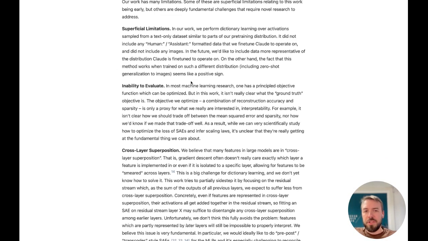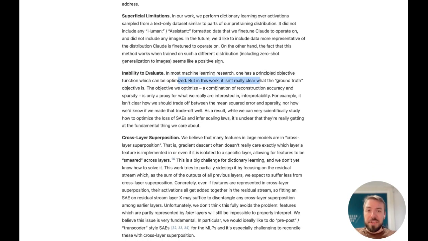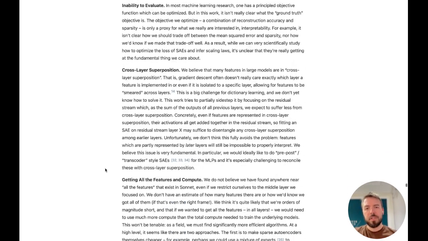Inability to evaluate. In most machine learning research, one has a principle that objective functions can be optimized, but in this work, it really isn't clear what the ground truth objective is. That's very true. The objective to optimize, a combination of reconstruction accuracy and sparsity, is only a proxy for what we really are interested in, which is interpretability. For example, it isn't clear how we should trade off between the mean squared error and sparsity, nor how we know if we made that trade-off. As a result, while we can very scientifically study how to measure the loss of SAEs and inverse scaling loss, it's unclear that they're really getting at the fundamental thing we care about.